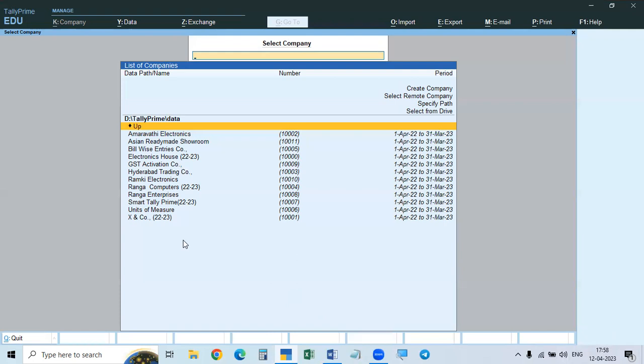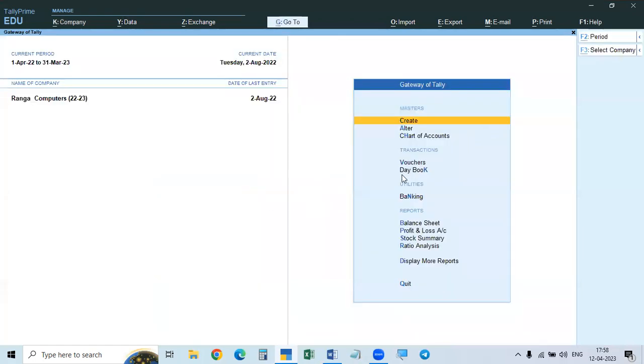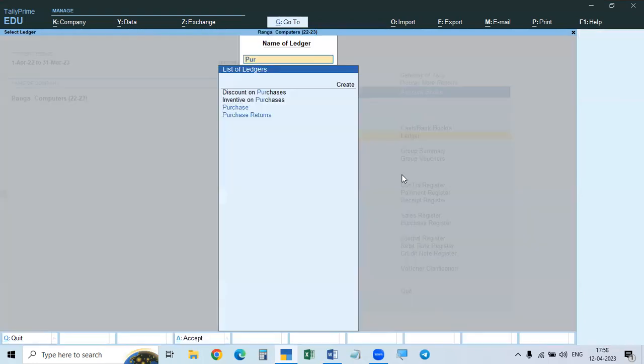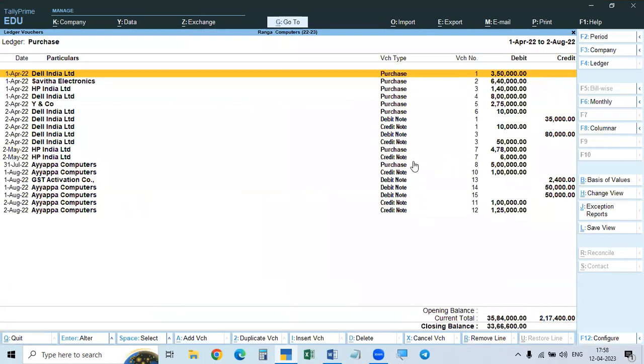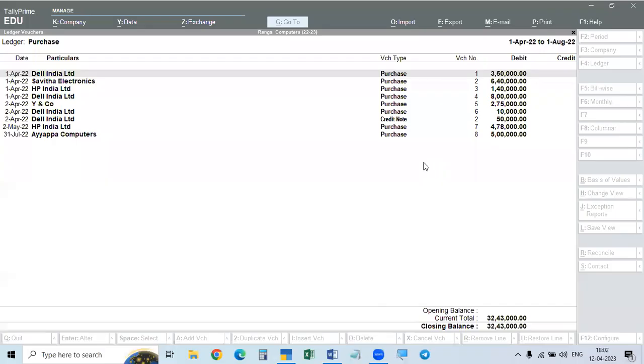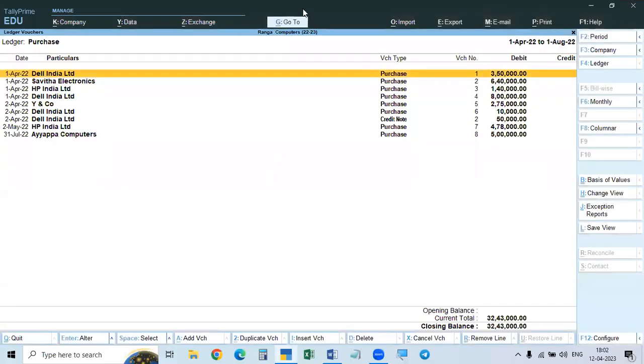So recording in debit note voucher and credit note voucher, in the case of the buyer, we will learn. For example, we will take up Ranga Computers. We will see the purchases. These are the total purchases. I will pause this and do something here. See here, this is Ranga Computers. In this case, these are all the purchases.